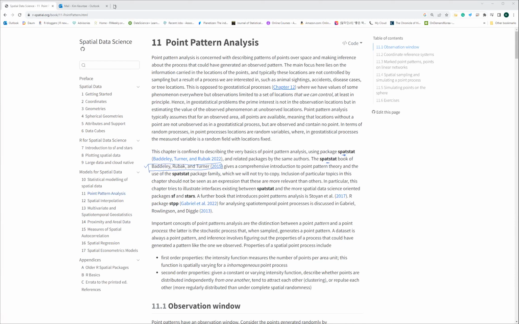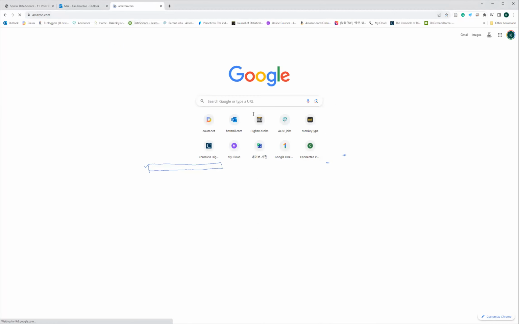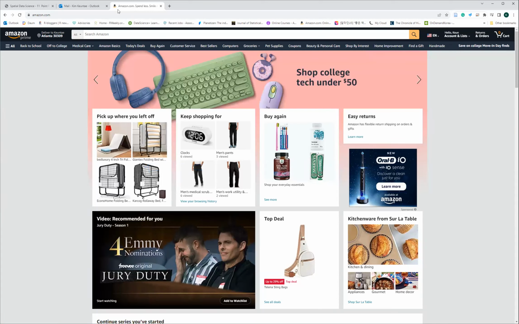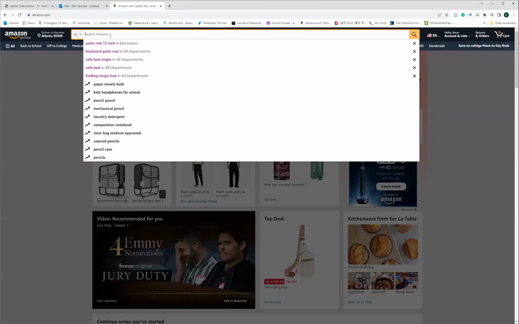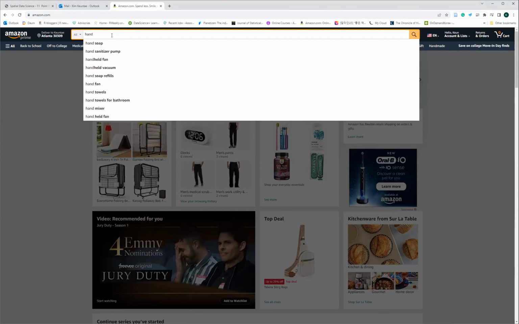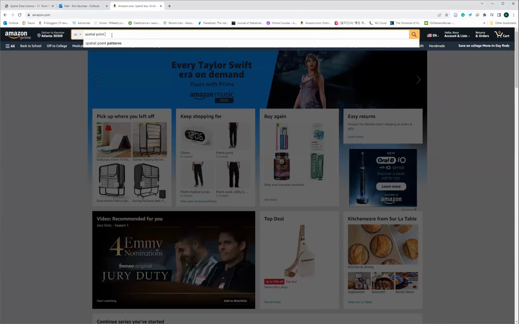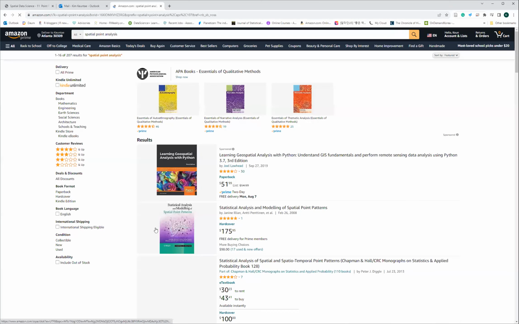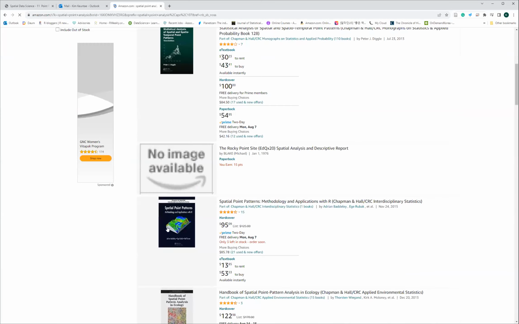I wanted to show you that book. Can you see my Amazon screenshot? Everyone can see Amazon, yes, but not the book. Yeah. So what I wanted to show you is this book.